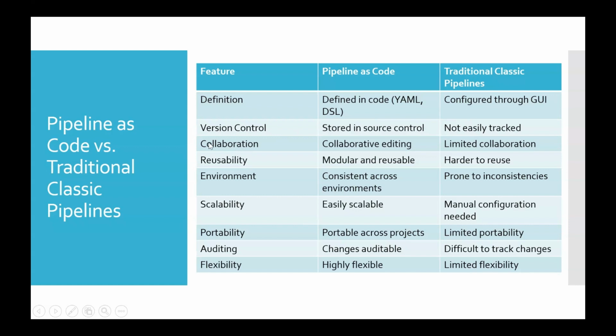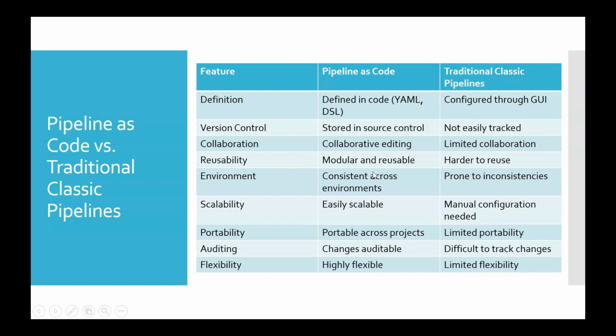For team collaboration, you can collaborate with teams. Multiple teams will be able to edit the pipelines or make changes in the pipelines at one time. But in case of classic pipelines, they cannot. One person can make the change at once. If two people are making the change, they won't be able to save the pipeline.